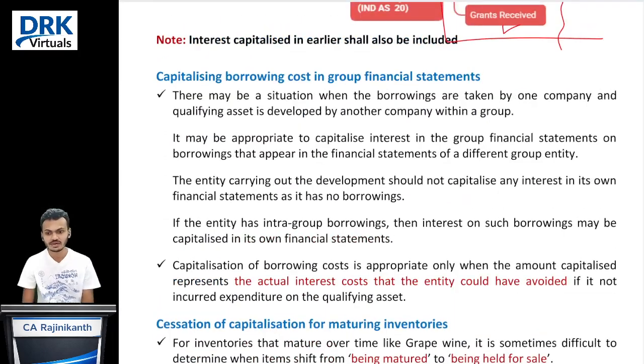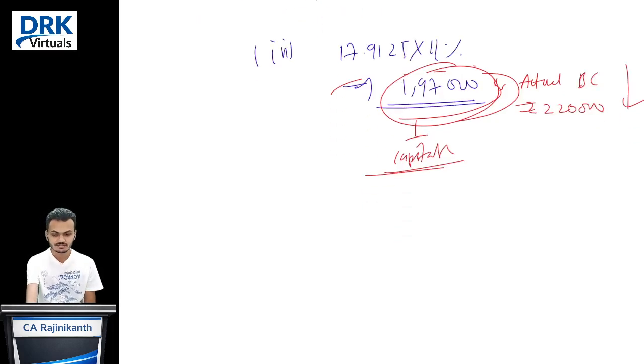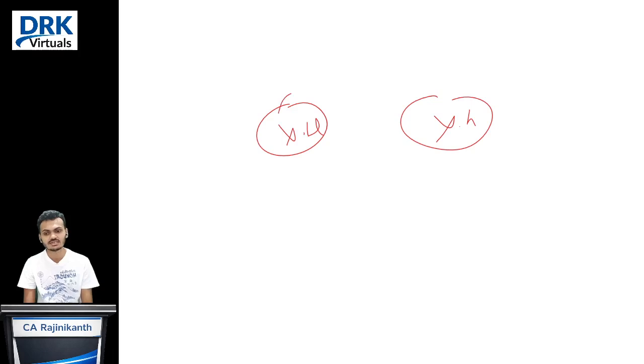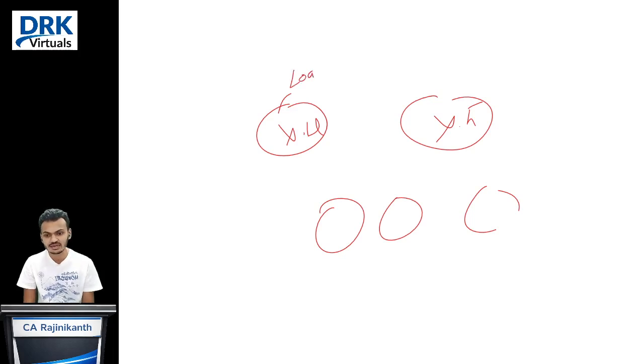And next is capitalization of borrowing cost in case of group financial statements. In this case, we should think from the group point of view. For example, there is a group of companies. This is X Limited and this is Y Limited. Assume X Limited is a parent company, Y Limited is a subsidiary company, and there are some other subsidiary companies. X Limited has taken a loan from the bank. Y Limited is constructing a qualifying asset.